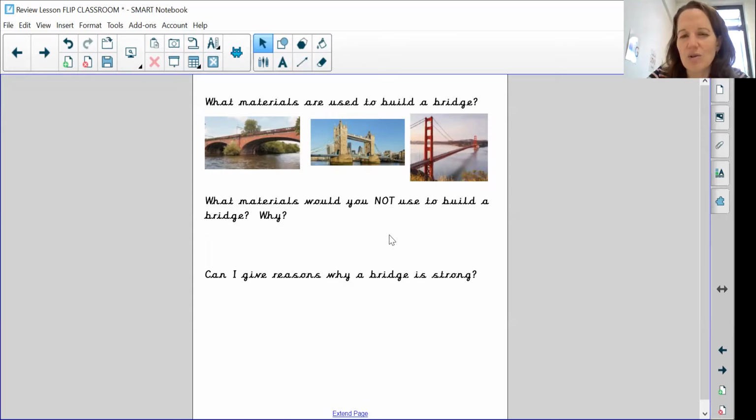Now, what material would you not use to make a bridge? That's the question that I'm going to ask you. Would you use glass to make a bridge? Probably not, because it's brittle, it's easily broken, it's slippery and smooth, so it might be tricky for cars to drive on. What about, would you use paper to make a bridge? No, it's not very strong, is it? And it's not waterproof. So those are some of the things that we're going to be looking at next week.